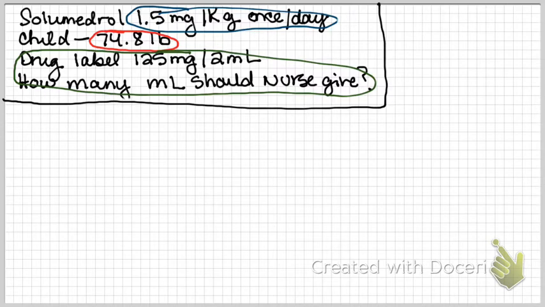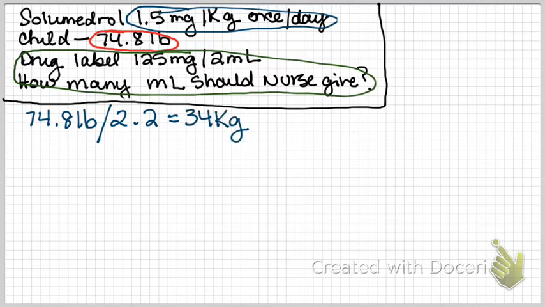So let's go ahead and convert that here. All right, so as we know, 2.2 pounds equal a kilogram. And so what we're going to do is take the 74.8 pounds, and we need to divide that. You can use a slash line for divide or a divide sign. All right, so if you divide that on your calculator, you're going to get 34 kilograms. All right, so that way, now we can fill in this spot right here, 34 kilograms.